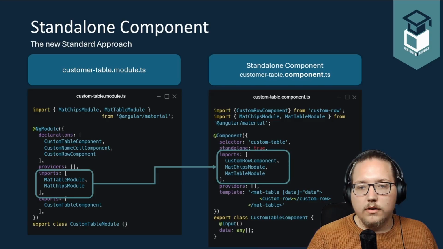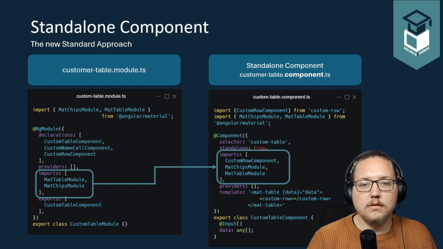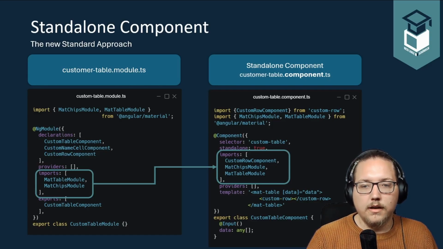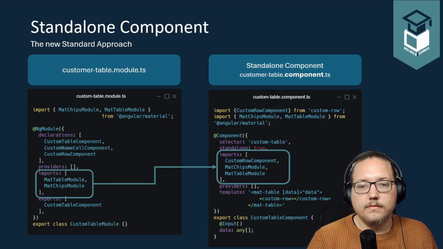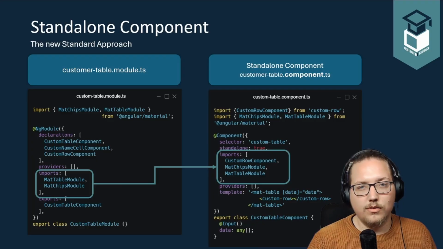What you then have to do is to import the modules inside of the imports of the component. But now, as you can see here, we import also the custom row component. And that's only possible because in that example here, we say that the custom row component is a standalone component on its own. And what standalone components are doing is, it gets a kind of module.